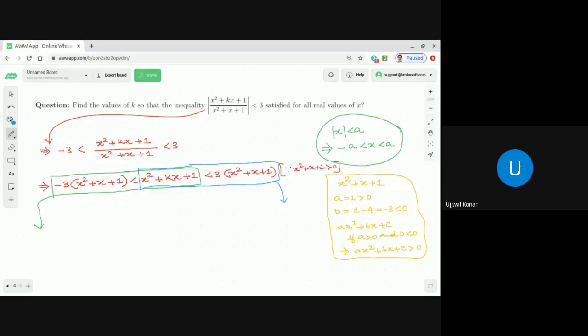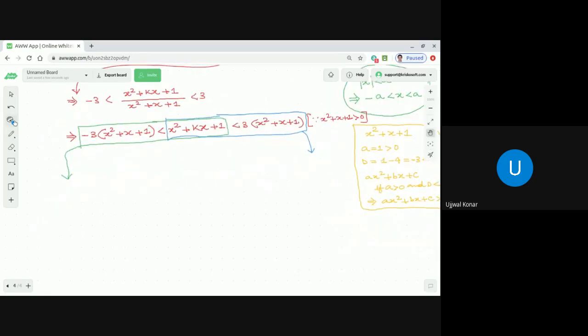Or if you want, I can also do along with you, and we can do this together. Open your pen and paper and do along with me. I'm doing it slowly, dear students. So what is happening for the left part? What are we going to get? Minus 3x square minus 3x minus 3 less than x square plus kx plus 1. If we do this, what we can write is 4x square plus (k plus 3) into x plus 4 is greater than 0.